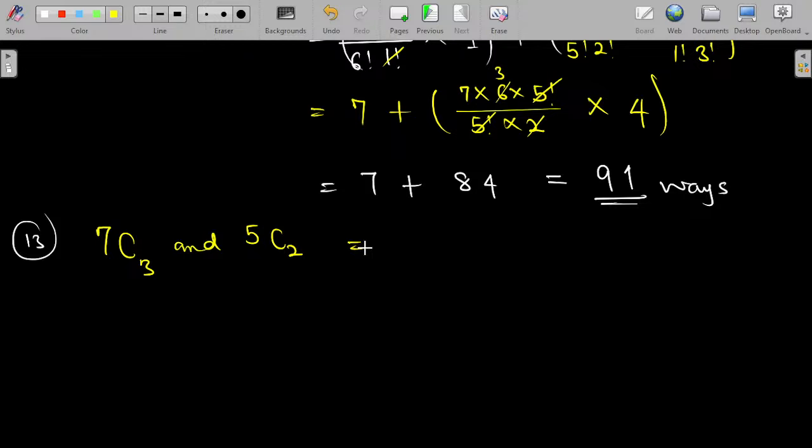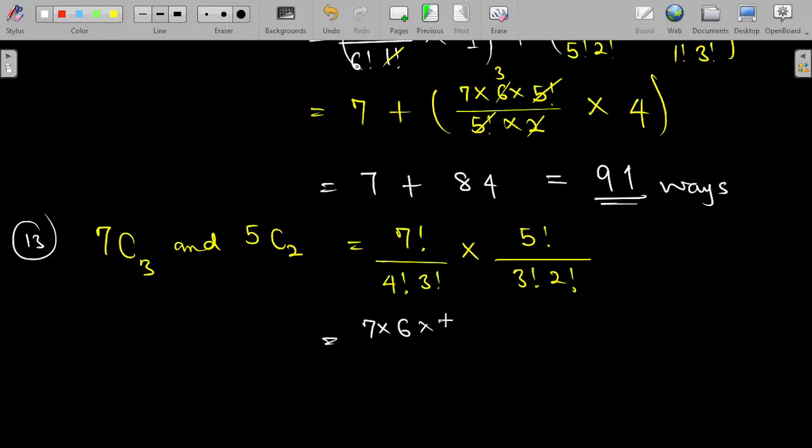So this is going to give us 7 combination 3 is 7 factorial all over 7 minus 3, which is 4, multiplied by 3 factorial, then times 5 factorial all over 5 minus 2 is 3 factorial multiplied by 2. Okay, so let's try to finish that here. We can simplify this to 7 times 6 times 5 times 4. So the 4 factorial will cancel this one here, so I'm not going to write it. All over 3 factorial is 6, so 6 will cancel 6 here.